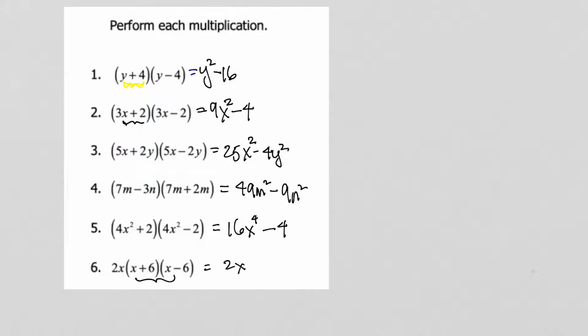So we're going to get 2x times, all right, square the first, put a minus sign, square the second. So it's going to be x squared minus 36. And then when we multiply through by the 2x, we'll get 2x cubed minus 72x. That's it.